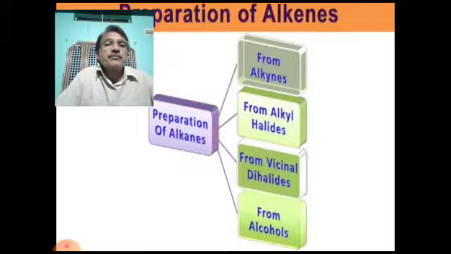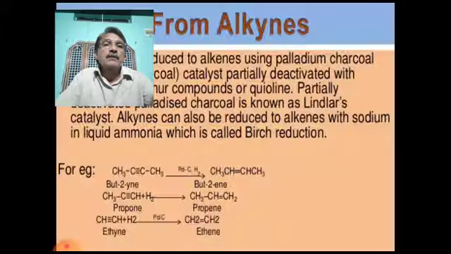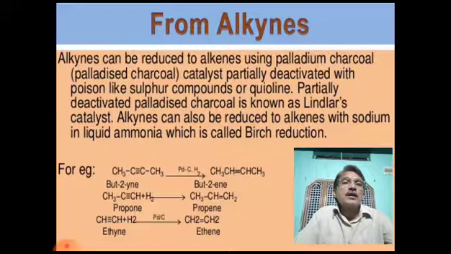In this lesson, we are going to discuss the preparation of alkenes. Wrongly, it is written as alkanes, but it is alkenes. Preparation of alkenes. So, alkenes can be prepared from alkynes, from alkyl halides, from vicinal dihalides, and from alcohols. So, alkenes can be prepared from 4 compounds. Number 1.